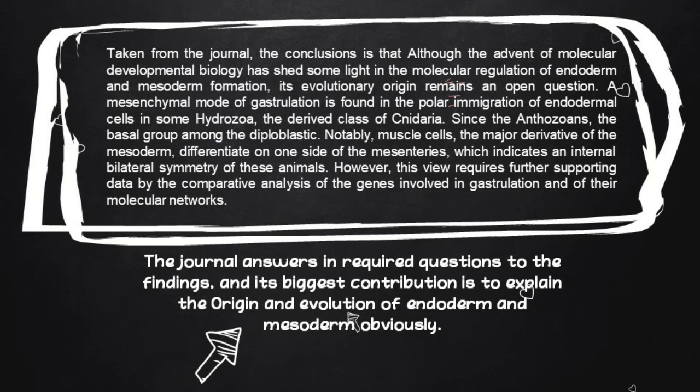A mesenchymal mode of gastrulation is found in the polar immigration of endodermal cells in some of the hydrozoa, the derived class of Cnidaria. Since in the anthozoans, the basal group among the diploblastic, notably muscle cells, the major derivative of the mesoderm, differentiate on one side of the mesenteries, which indicates an internal bilateral symmetry of these animals. However, this view requires further supporting data by the comparative analysis of the genes involved in gastrulation and of their molecular networks.